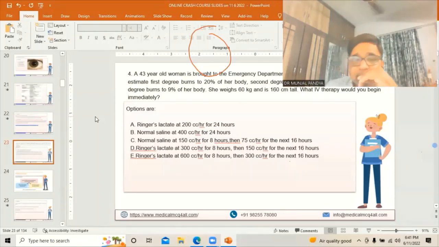Anyone open? We are 38 participants. 300 ml Ringer lactate for the first 8 hours, and after that 150.